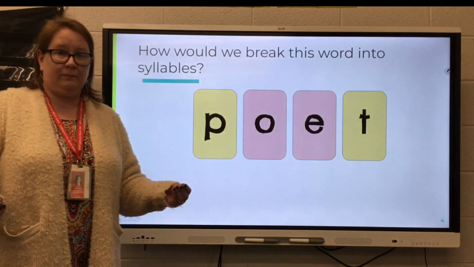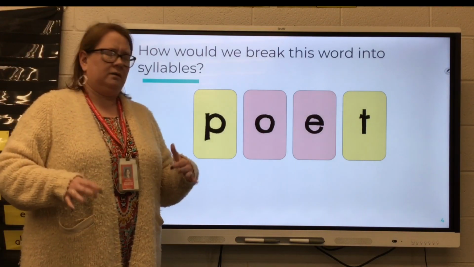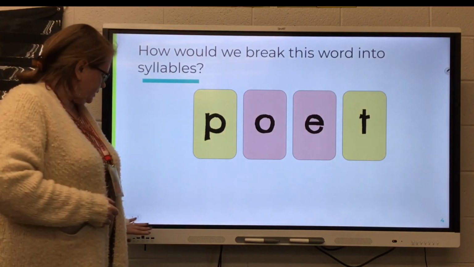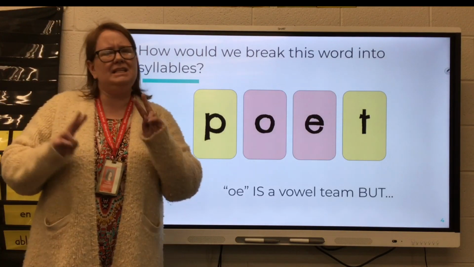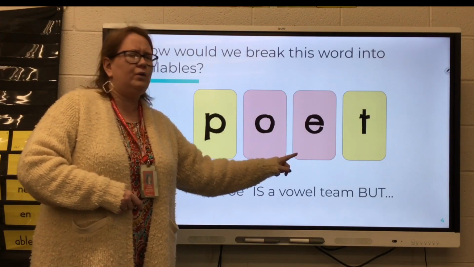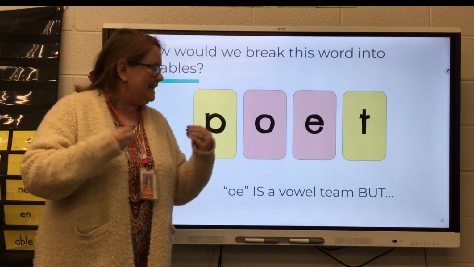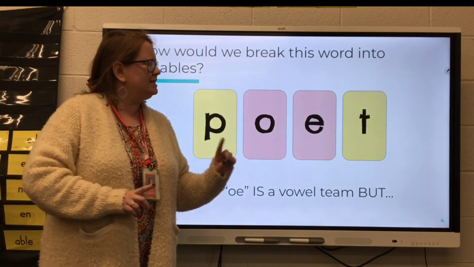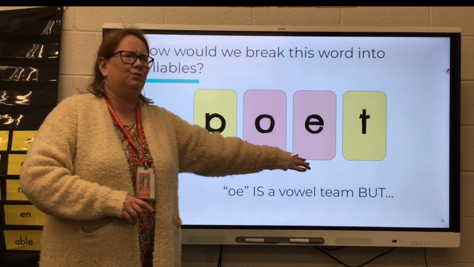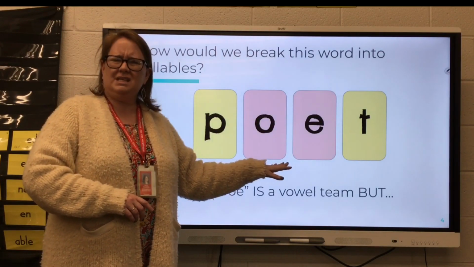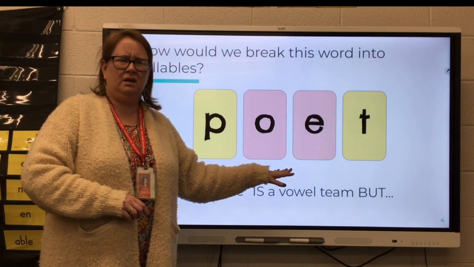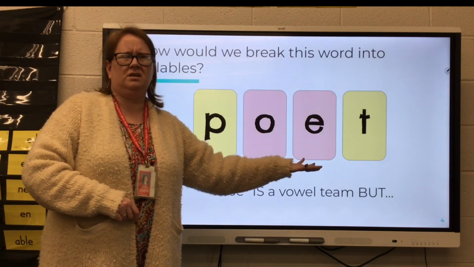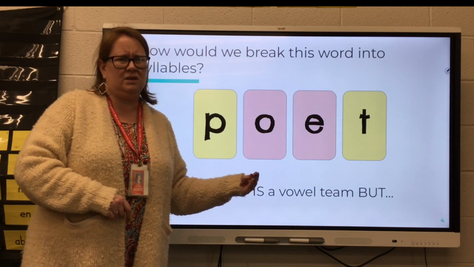Let's try another. Now this word, how should I break this word? When I first look at this word to find my vowels, I see two vowels. I see O-E, but I know O-E is a vowel team. But I also know O-E is a vowel team that comes at the end of a word. This one isn't coming at the end of the word. If I tried reading it, it would say poat. I also know poat isn't a word.